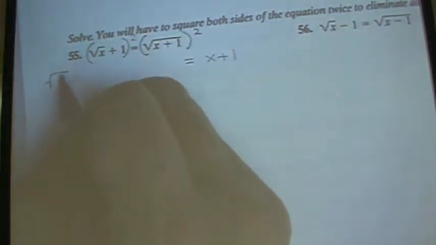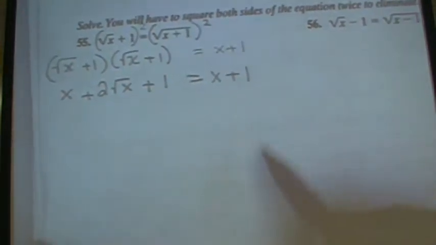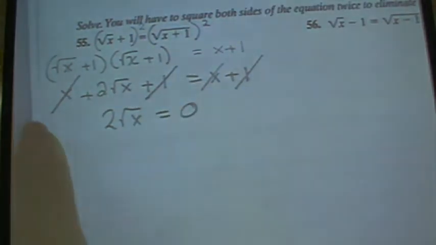But this side, you're going to have the square root of x plus 1 times the square root of x plus 1. So you have to FOIL this side. So the square root of x times square root of x is just x. And then you have 1 root x times 1 root x is 2 root x. And then 1 times 1 is 1. Okay, now looking at this, these two are the same, they are gone. These two are the same, they are gone. So you have 2 root x equals 0.